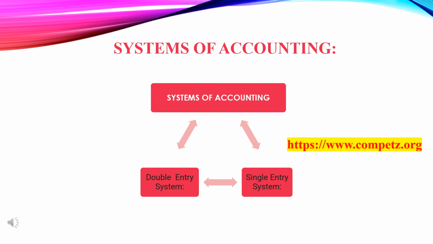So a double entry system means it's a complete system, as both of the aspects of a transaction are being recorded in the books of accounts. When it comes to single entry system, so now what is single entry system?